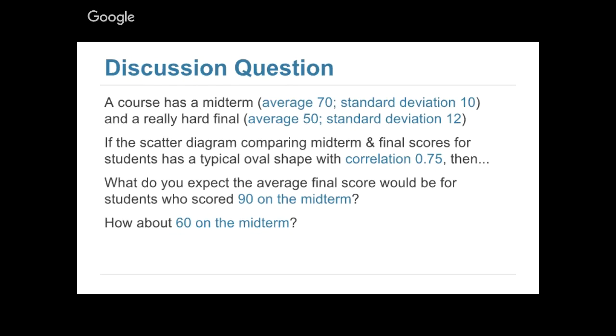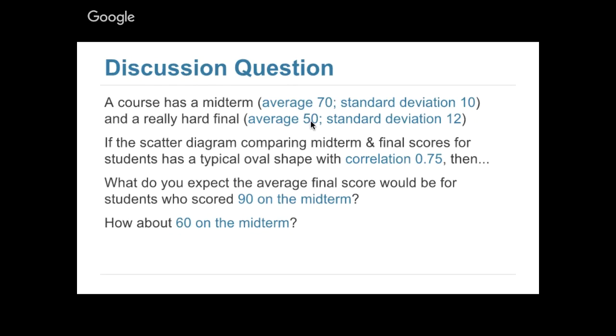Y equals r times x. So 2 times 0.75 comes out to 1.5. So my y in standard units is 1.5 standard deviations above y's mean. Converting 1.5 in y back to original units, we have 50, add 1.5 standard deviations, which is plus 18, so we get an average.